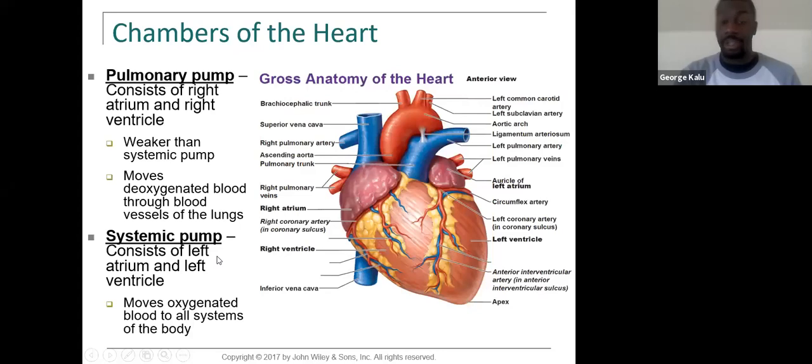This pump is considerably weaker than the next pump, which is called the systemic pump. The systemic pump is made up of the left atrium and the left ventricle. Those two components are responsible for pumping blood all the way throughout the rest of the body, to your body systems. We move oxygenated blood from the left atrium to the left ventricle, out to the aorta, and to the rest of your body systems, which is why it gets its name, the systemic pump, pumping blood to all of your systems.